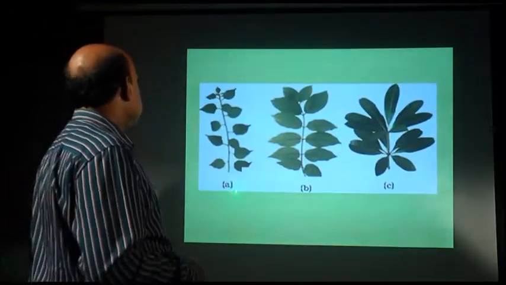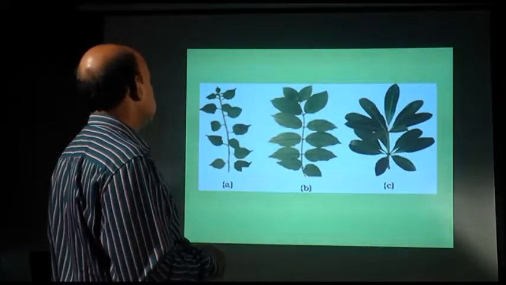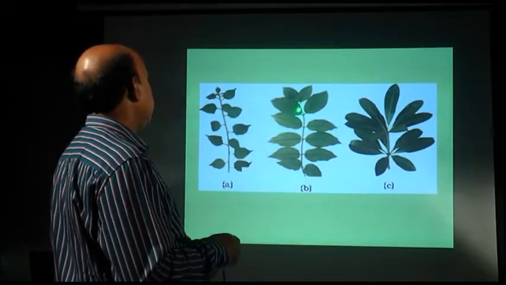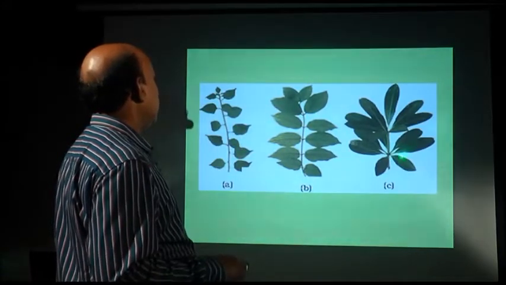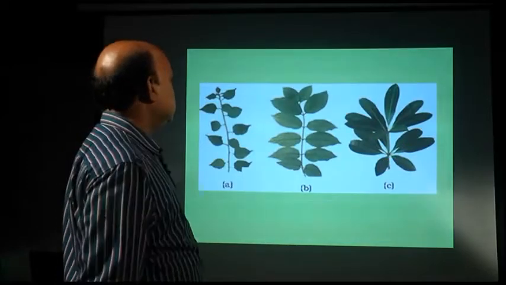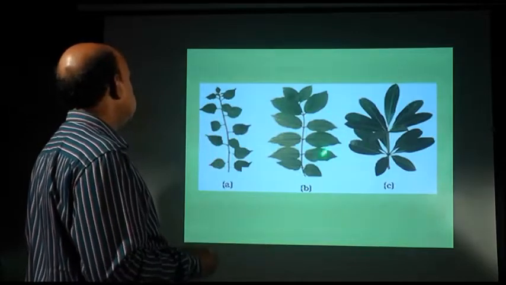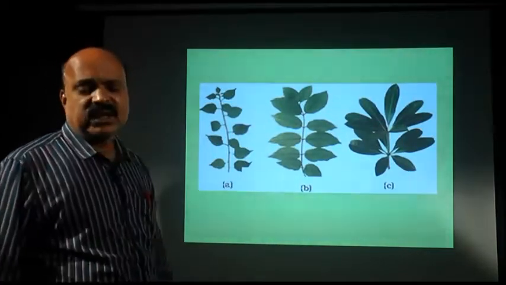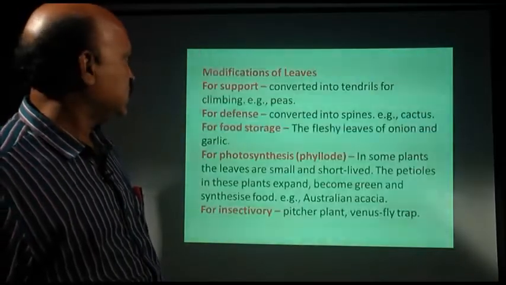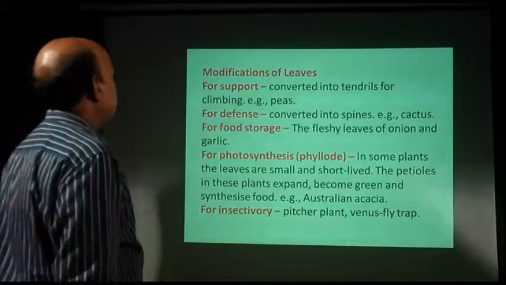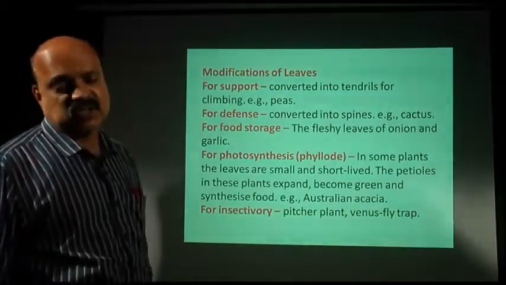So look, this is an alternate type, or I can say spiral phyllotaxy. It is opposite, look, at a time two emerge, that is called opposite. At a time one emerges, alternate; at a time many emerge, that is whorl. So alternate or spiral, opposite and whorl, these are the three types of phyllotaxy that we have discussed in theory in the previous slide. Then now we will start the modification of leaf. How the leaves are modified to perform some specific function.